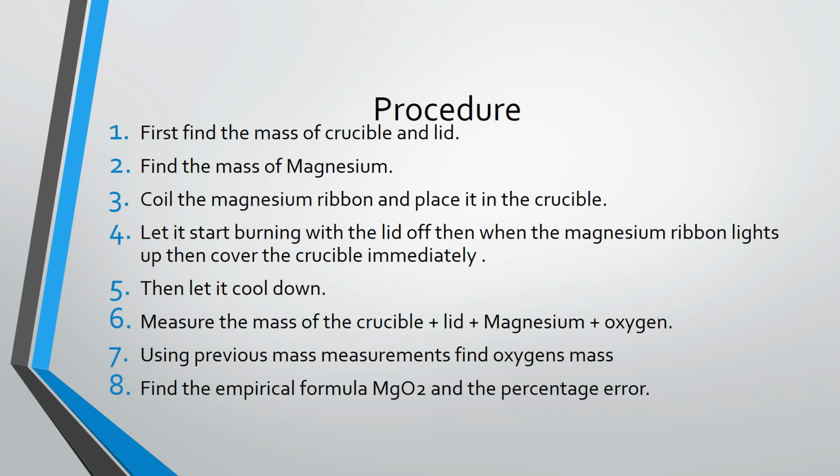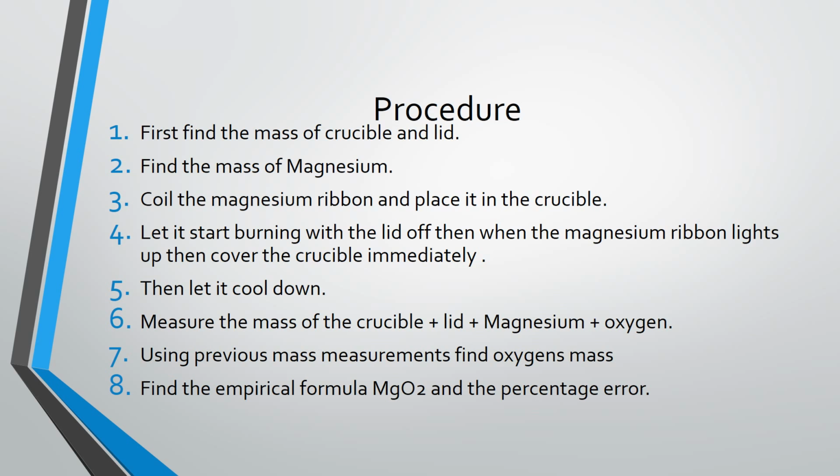For my procedure, first I find the mass of the crucible and lid, then find the mass of magnesium. Coil a magnesium ribbon and place it in the crucible. Let it start burning with the lid off. Then, when the magnesium ribbon lights up, immediately cover the crucible.